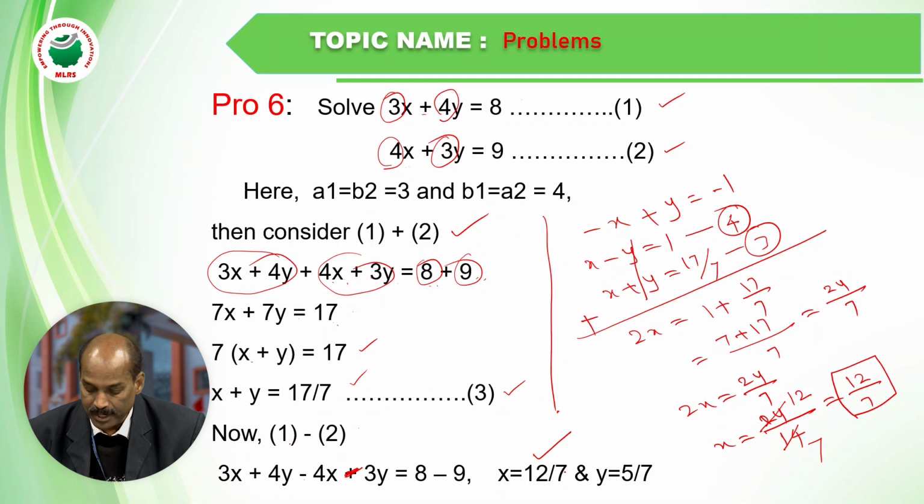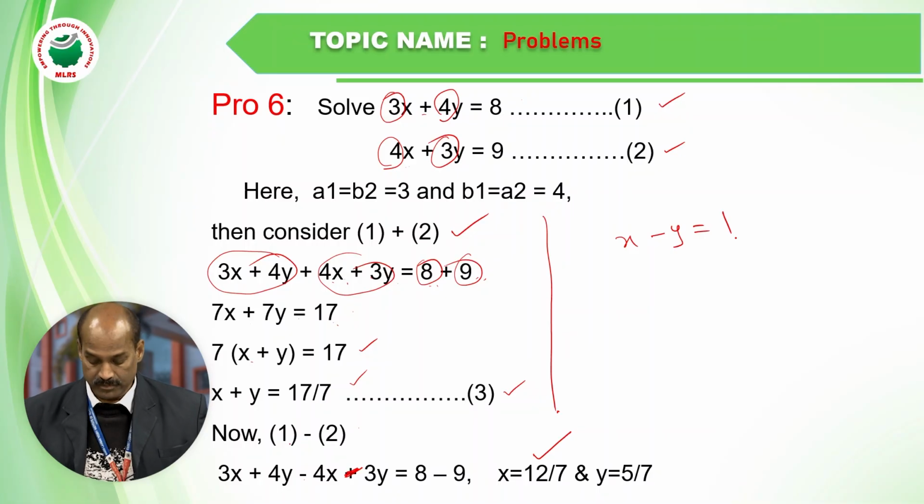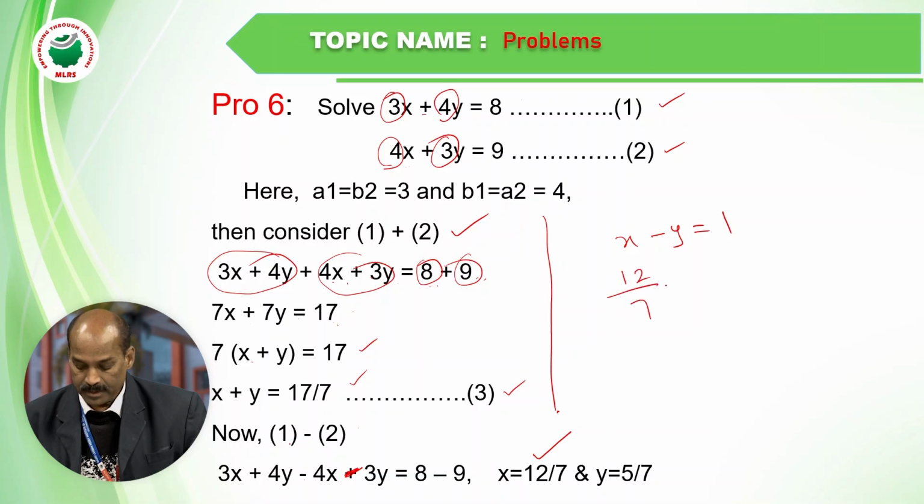Now, substitute this value in equation 3 or 4. Okay. I will substitute in the fourth equation. Now, what is the fourth equation here? We got x minus y equals 1. This is the fourth equation, as I just mentioned. Now, in this, you substitute x equals 12 by 7, minus y equals 1.